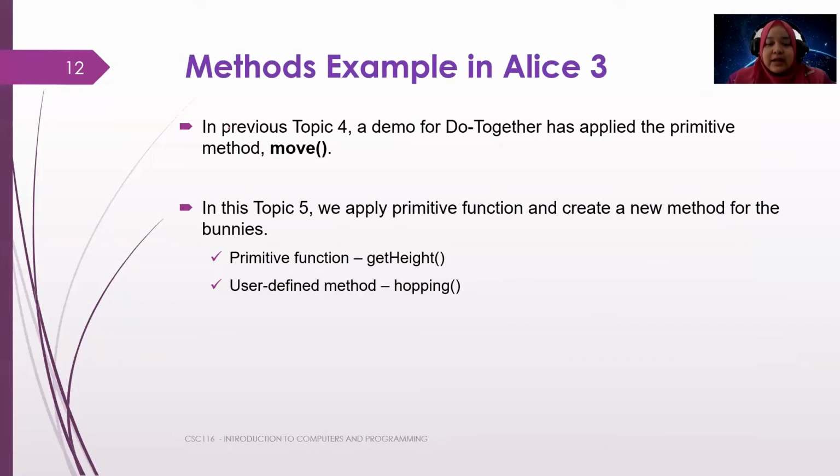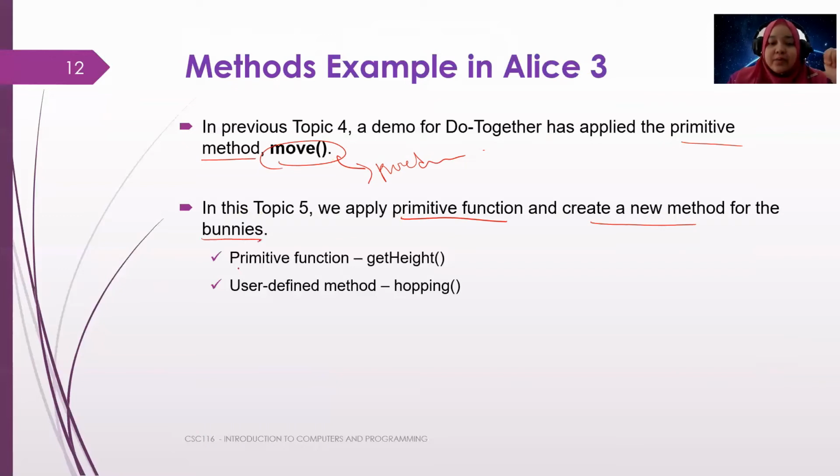So here it says, in the previous topic for a demo we have applied the primitive method. Okay, primitive method, which is move. When we say move, is it a procedure or a function? Move just moves, it doesn't do anything else, it doesn't return anything to you. So that is why we call move a procedure. In this topic 5, we apply primitive function and also create a new method for the bunnies.